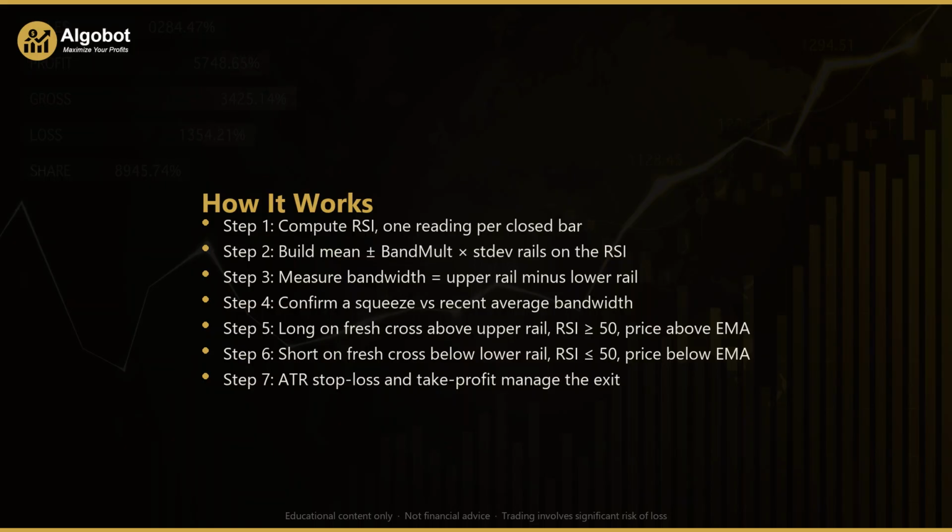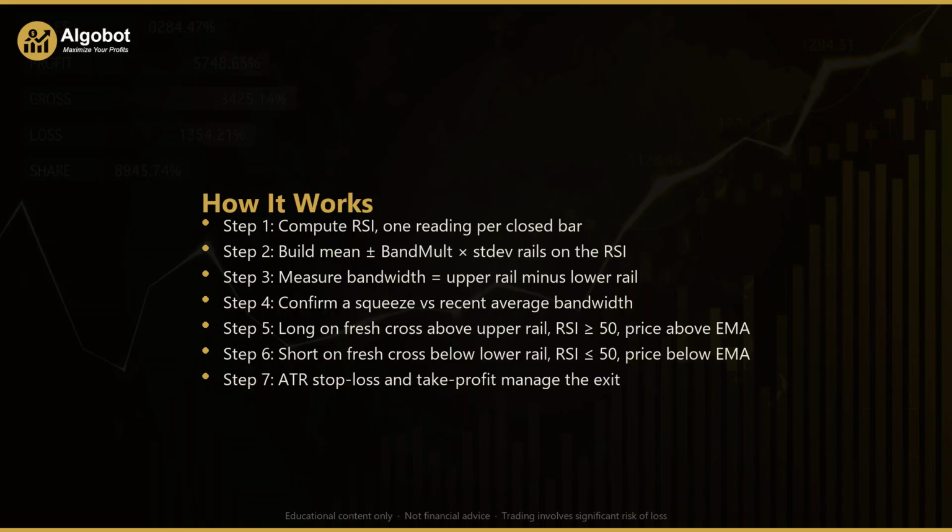Next comes the squeeze test. The EA takes the bandwidth just before the potential breakout and compares it to the average bandwidth over the prior squeeze loopback bars, which defaults to 40. The pre-breakout bandwidth must be at or below the SqueezeFactor multiple of that average, 85% by default. This guarantees the band was genuinely pinched before it opened, so signals only come out of a real compression.